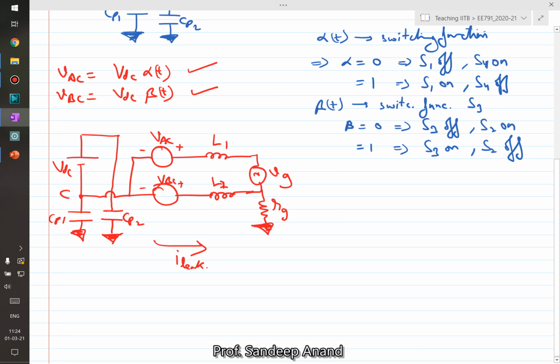Now the leakage current in this circuit: there are 4 sources, so it is going to be a combination, contributed by all 4 sources in one way or the other. To analyze that, we can use superposition and see the effect of each of those 4 sources. So let's use superposition. First let us only consider VDC, so let us make all the other sources 0.